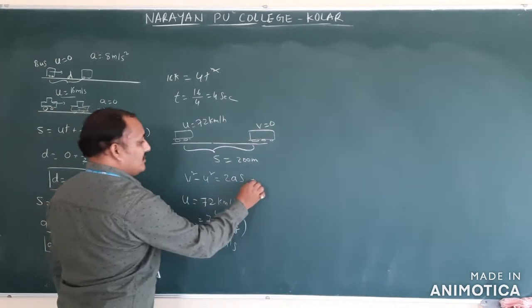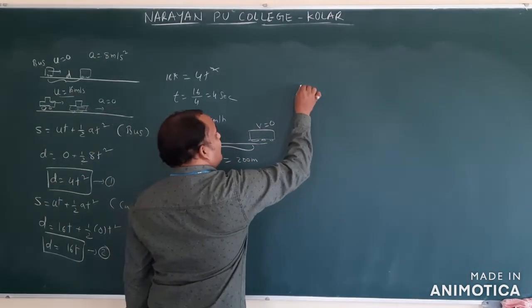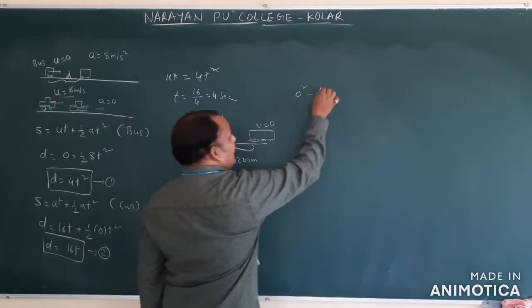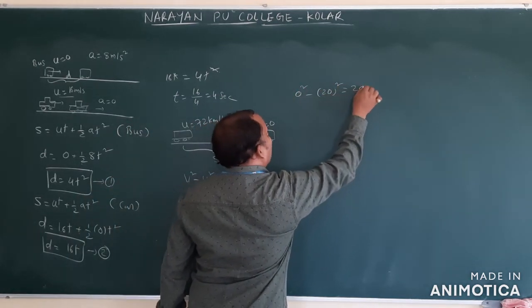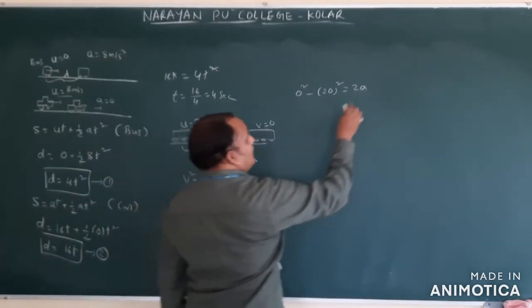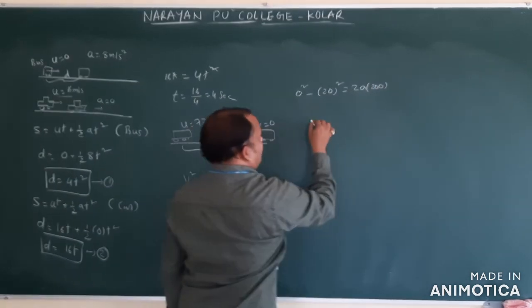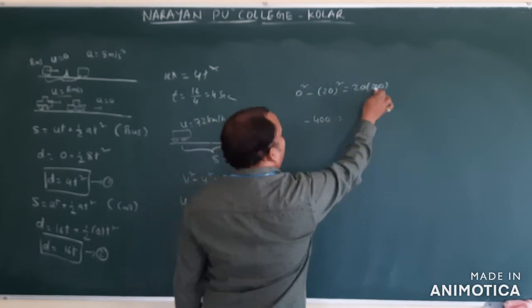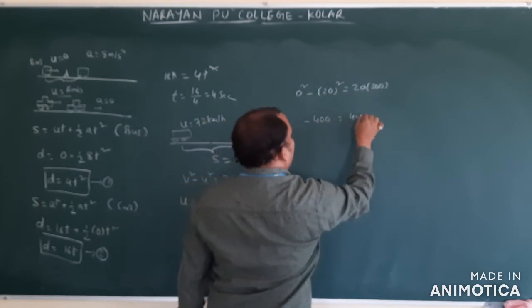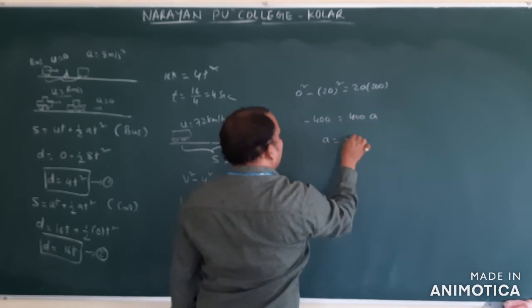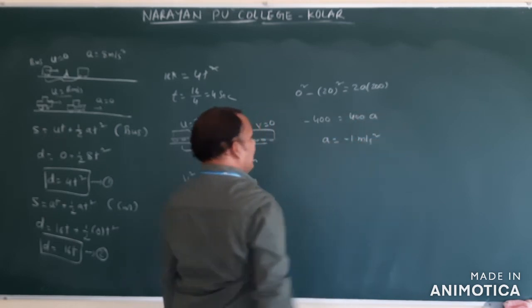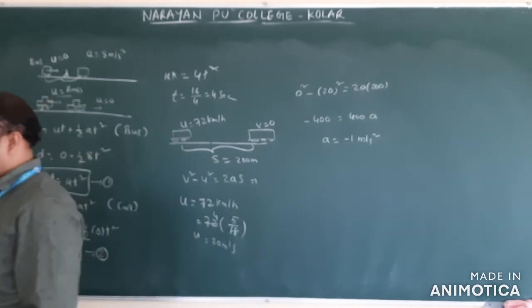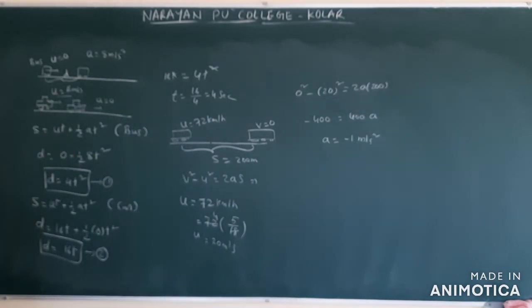v is 0. So substitute in this equation. 0 square minus 20 square is equal to 2as. What is the s value? 200. So minus 20 whole square, 400, is equal to 200 into 2, that is also 400. Then a is equal to minus 1 meter per second square. So you got negative, that is nothing but deceleration. Correct only, isn't it?